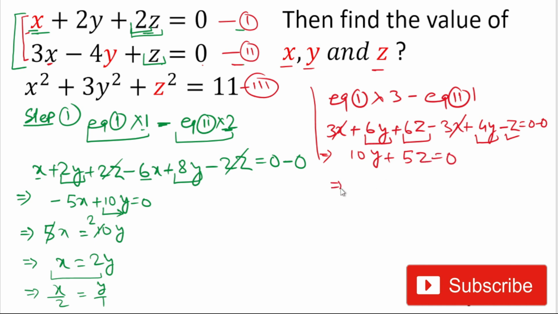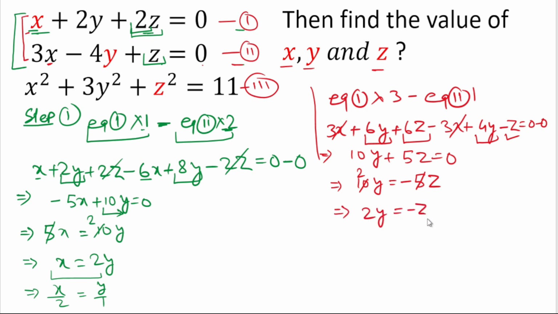So we can write 10y equals minus 5z, and 5 and 10 cancel by 5, which simplifies to 2y equals minus z. Again we divide both sides by 2, then we get y by 1 equal to z by minus 2. Let us call this equation 4 and the other one equation 5.